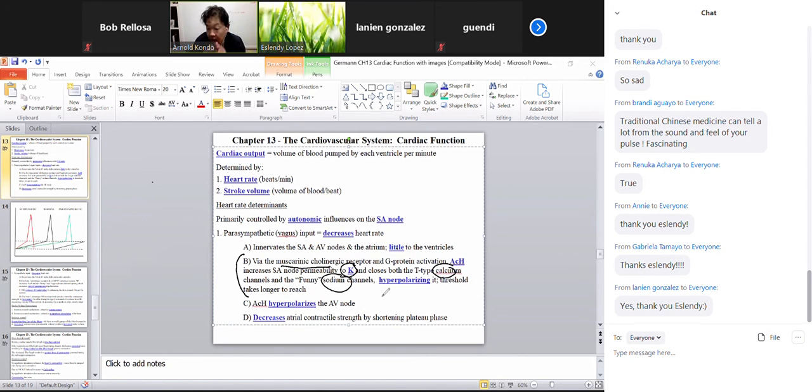Okay, and in this case it's a minor effect. Again, this is why I said B is the most important one. A is important just from this point. Remember, parasympathetic affects heart rate, nothing really with stroke volume. Again, it does decrease atrial contractile strength by shortening that plateau phase. So it acts just like the sympathetic on the ventricles, but it's minor.